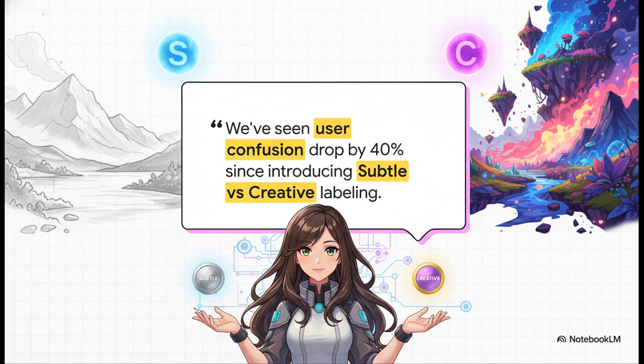And that leads us to a huge interface upgrade. Elena Voss from Midjourney's own documentation team shared that user confusion plummeted by 40% when they simply started labeling upscales as subtle versus creative. Remember the old generic upscale button that just left you totally guessing? Well, now you're in the driver's seat. You choose subtle if you want strict, pixel-perfect fidelity to your original, or you go with creative if you're open to some artistic reinterpretation and maybe a few quirky AI hallucinations.